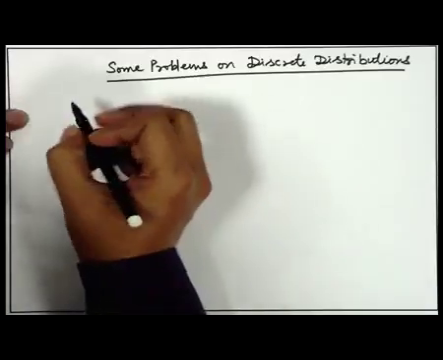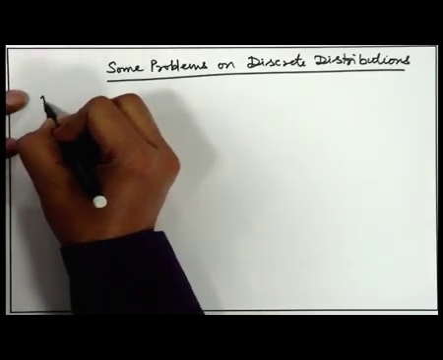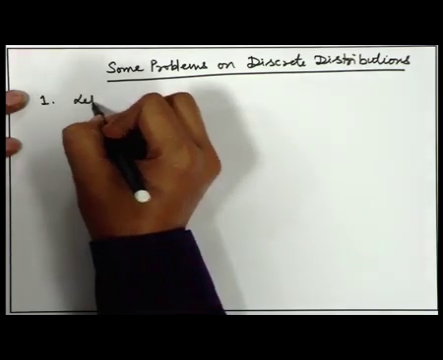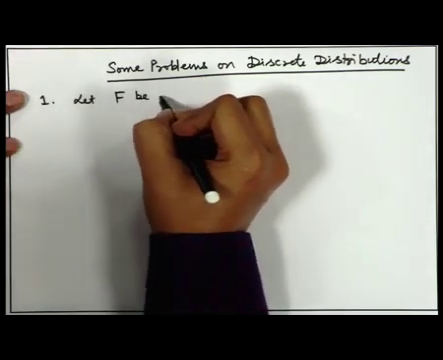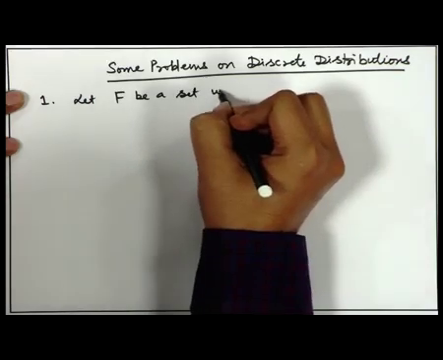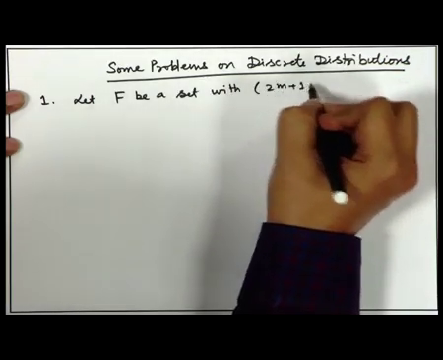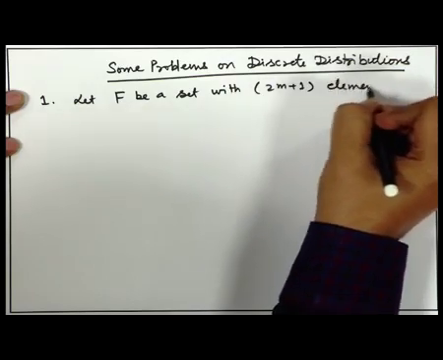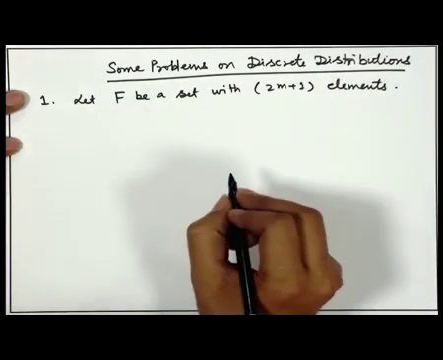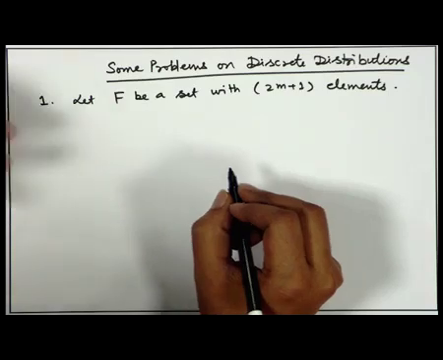Today I will solve certain problems on the discrete distributions, including some problems on the binomial distribution. So, let us start with some of the problems. Let F be a set with 2m plus 1 elements. So, there is a set with 2m plus 1 elements.